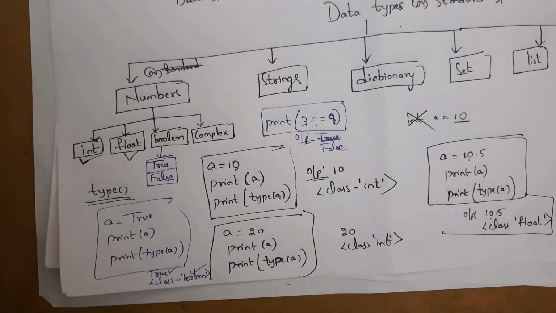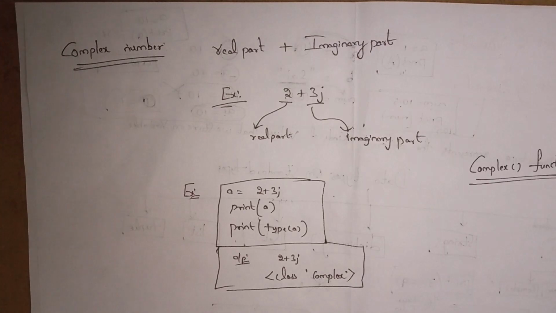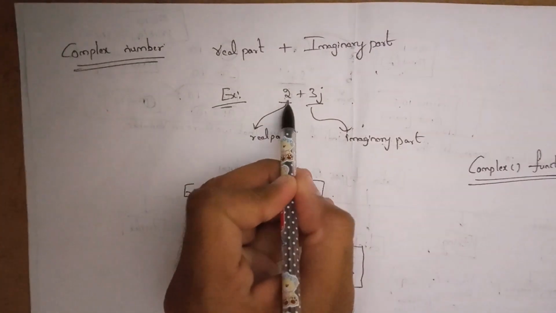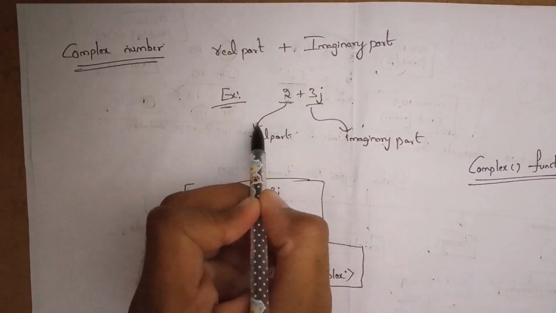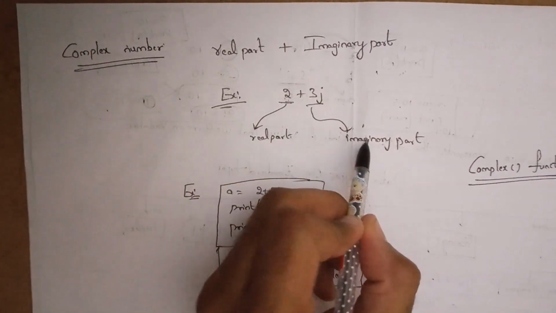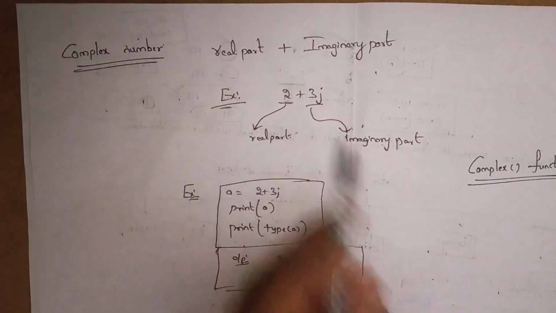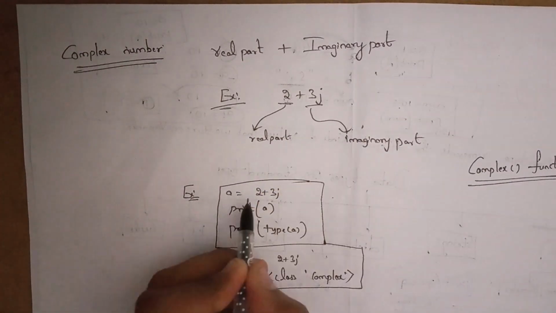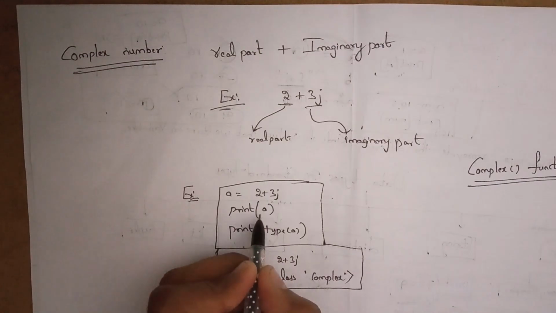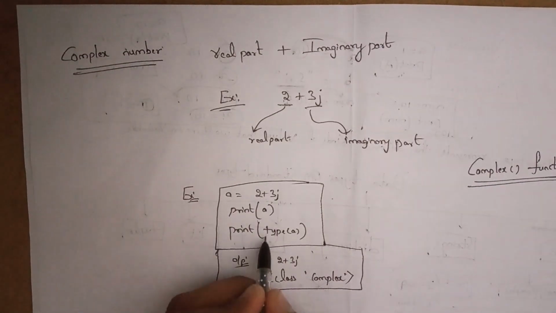Next I will explain complex type. Number which contains both real and imaginary part is known as complex number. This is an example. Here I written 2 plus 3j, where this 2 is real part and 3j is imaginary part. Real and imaginary part can be any number, either positive number or negative number. This is program. Here I written a equal to 2 plus 3j. After that I written print a and after that I written print type of a.